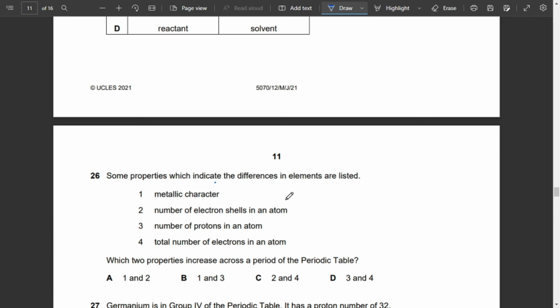The number of protons in an atom increases, and the total number of electrons in an atom also increases. So 3 and 4 will be the right answers. So for this option, it's D.